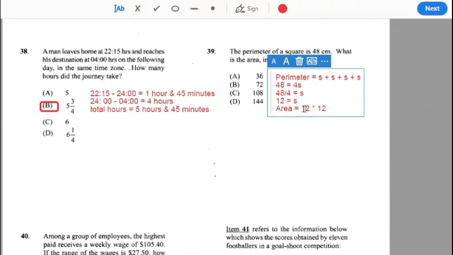And the formula for area is length times length. So it will be 12 multiplied by 12 to give us 144.